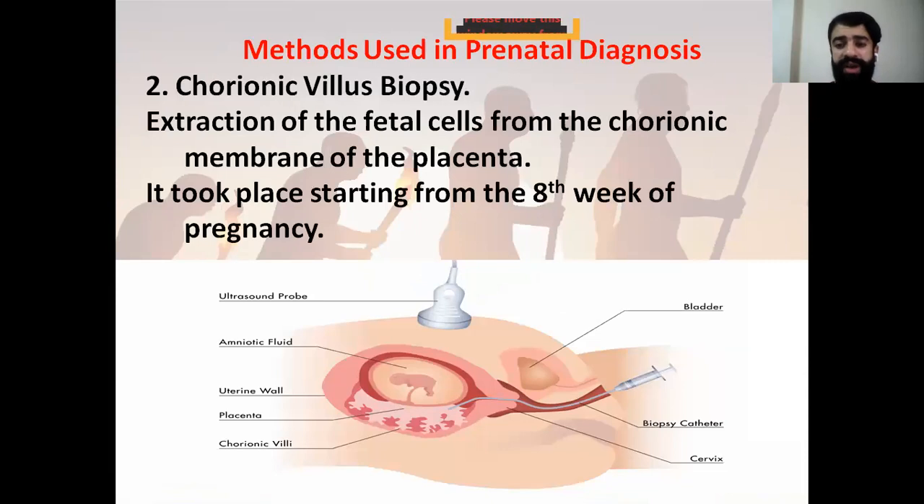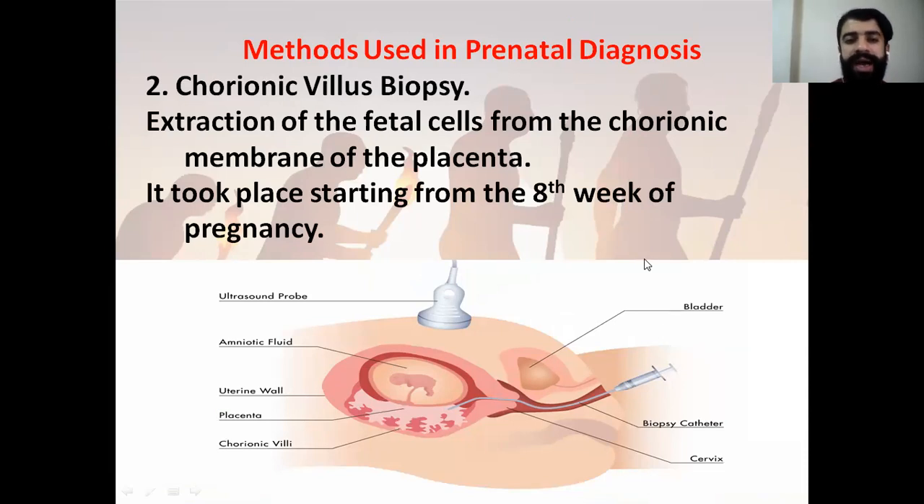And chorionic villus biopsy, we said that we have extraction of the fetal cells from the chorionic membrane of the placenta. Here is the placenta in this region. So here we have chorionic villus biopsy. We have extraction of the fetal cells from the chorionic membrane of the placenta in this region, and it takes place starting from the 8th week of pregnancy and about even 2 months.